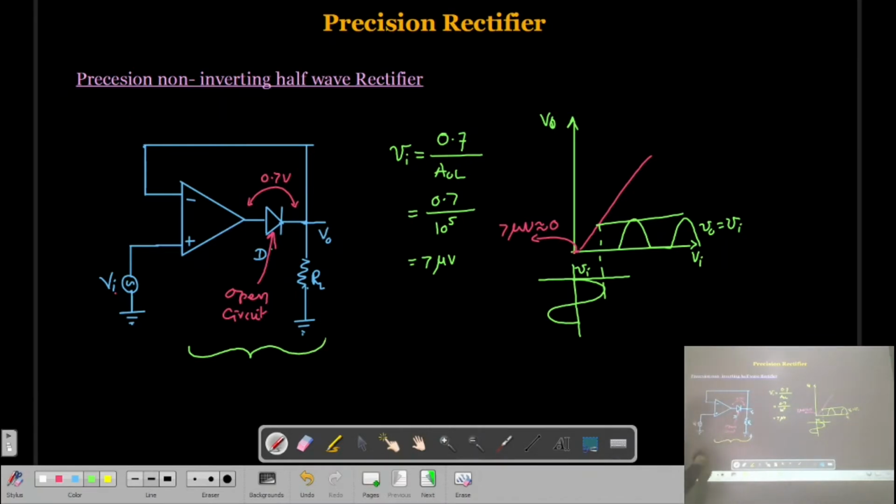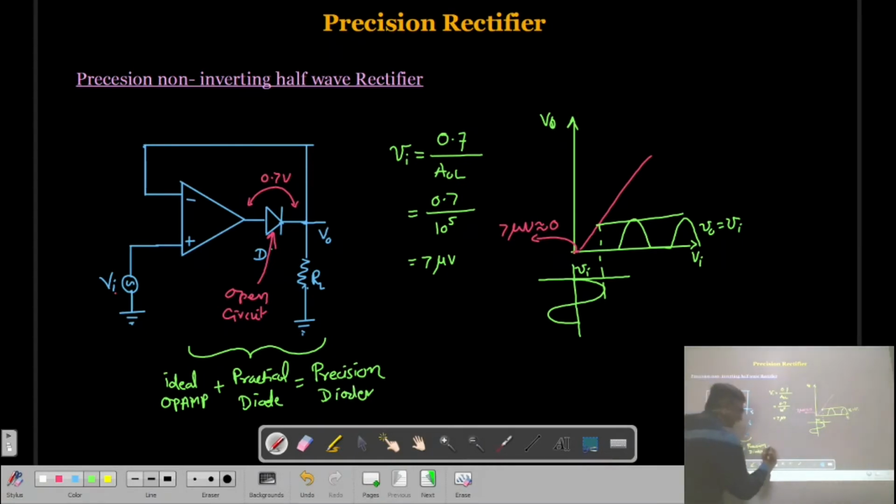This kind of situation is known as a precision diode. Here, remember, the combination of an ideal op-amp plus a practical diode is known as a precision diode, or it is also known as a super diode. You can say almost an ideal diode is there.